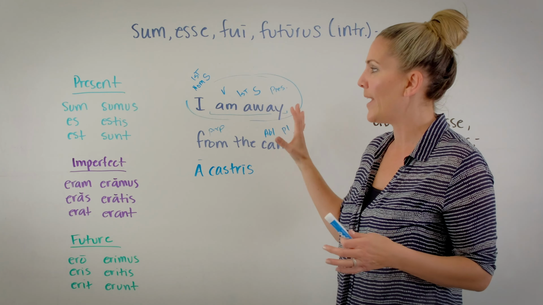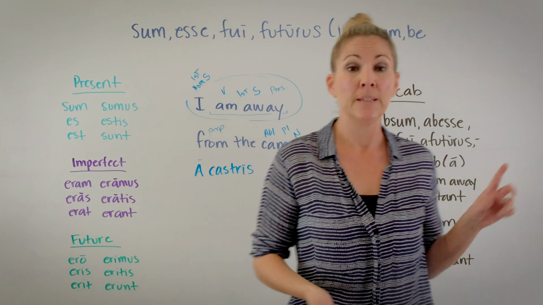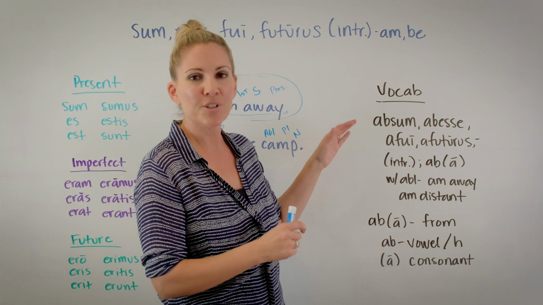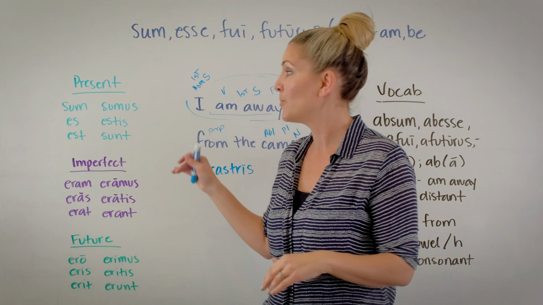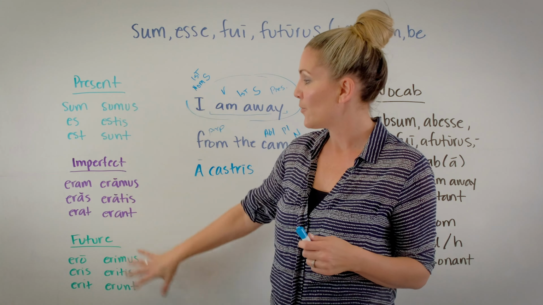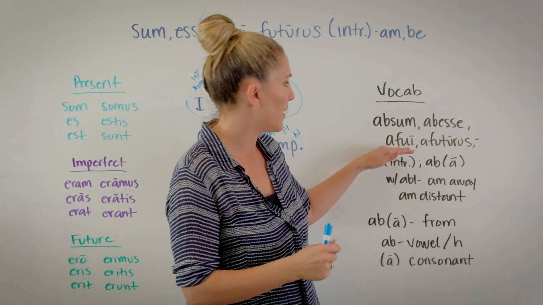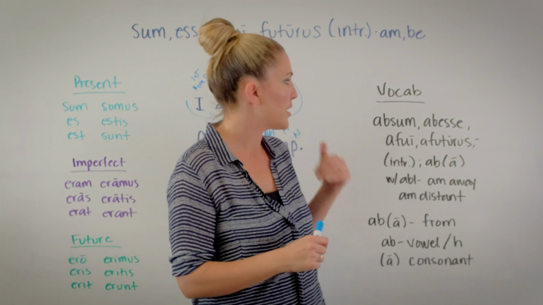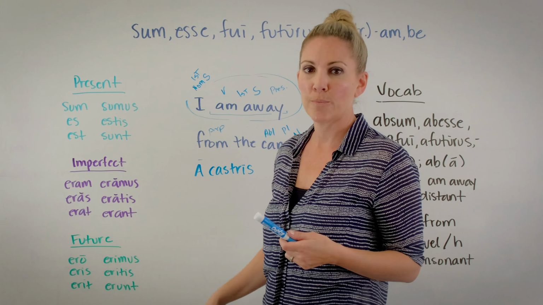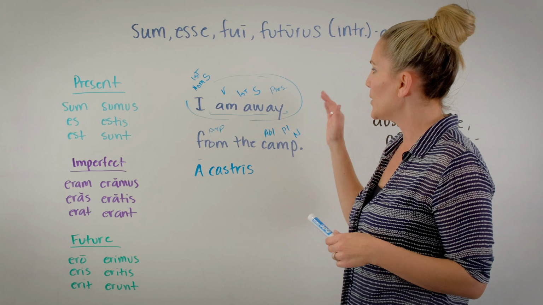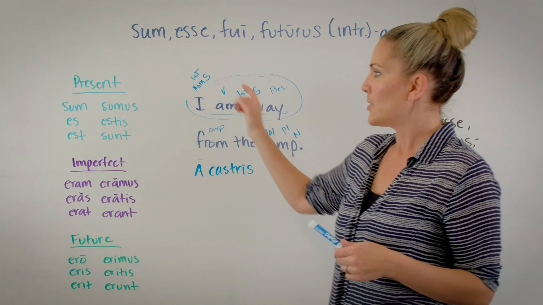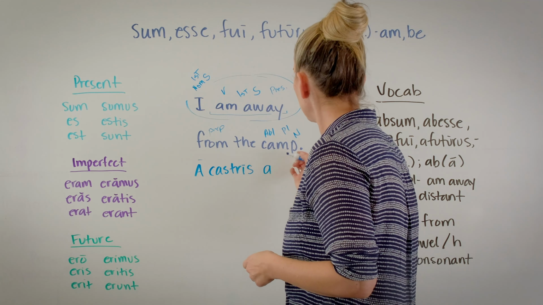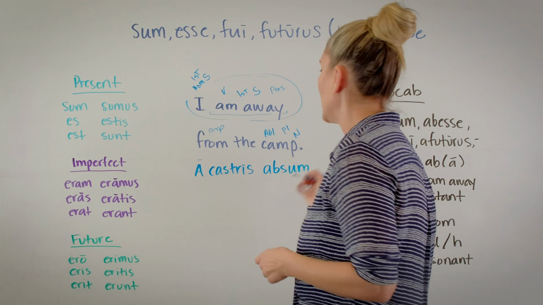So I need to say I am away, not just I am. So I'm not going to use plain old sum. I'm going to flip over here and use fancy absum to say I am away or I am distant. Just so you know, absum follows the same pattern as sum. So all you would do is look at these forms here and put an ab in front of them, or if you were using afui, afuturus, you would put an a in front of it. But since we're using forms of the verb sum, we're just going to put an ab in front of one of these forms. So let's figure out which form we're going to use. I am away. Well, it's present tense, first person singular. So I look over here, present tense, first person singular would be sum. So it would be absum.